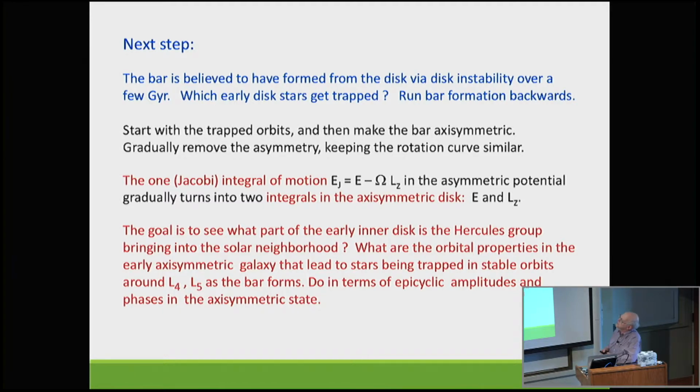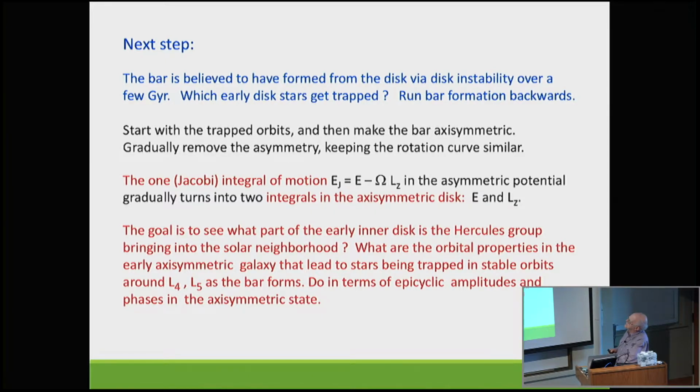The next step in this is to try and work out what kinds of stars actually got trapped in this process as the bar structure started to appear. The bar is believed to have formed from the disk through disk instabilities over a few giga-years long ago. So which early disk stars get trapped? So what I will do is just run the bar formation process backwards. I'll start with the trapped orbits that we've just been looking at.